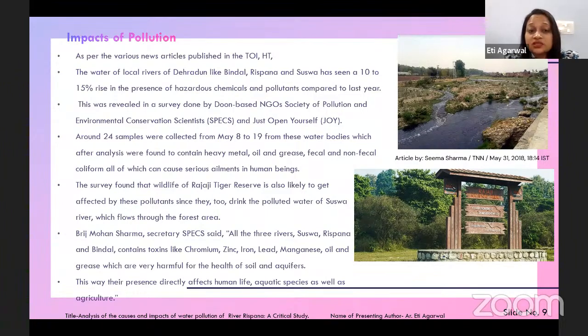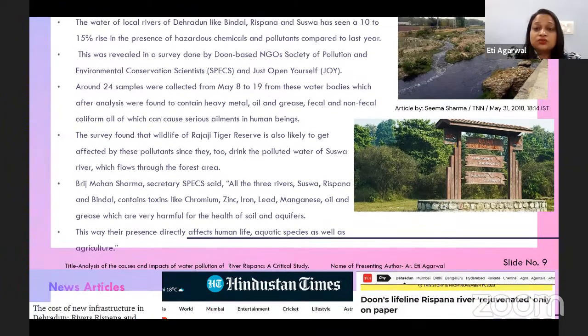SPECS Secretary Brijmohan Sharma said that all three major rivers, Suswa, Rispana, and Bindal, contain toxins like chromium, zinc, iron, lead, manganese, oil, and grease. They are very harmful for the soil as well as the aquifers, as you all know, and they are directly or indirectly affecting human life, aquatic species, as well as agriculture.